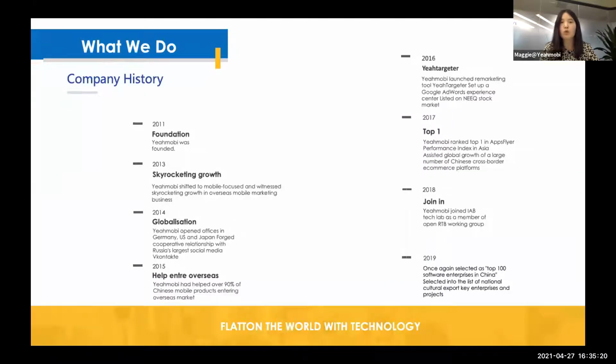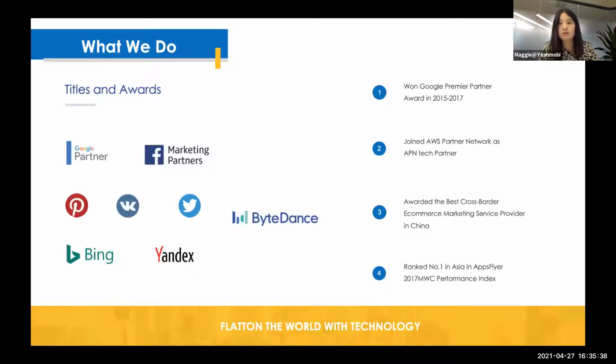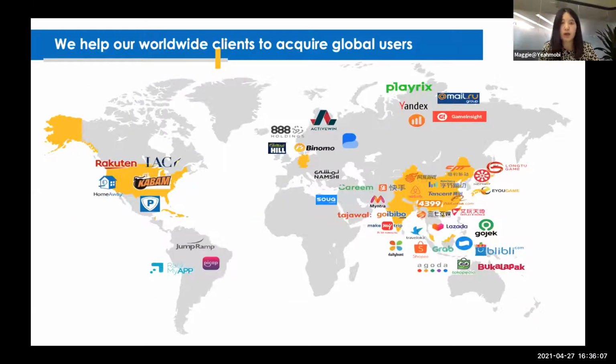As for EVYD, we started our business in 2011. So for over 10 years, we have focused on this industry, and we are now a listed company in China. We have clients and publishers globally. We are also key partners and premium partners of Google and Facebook. And last year, we also started our business with ByteDance as their core partner in China and also globally. So those are some awards and titles from some big companies. All in all, we basically help our worldwide clients to acquire global users.